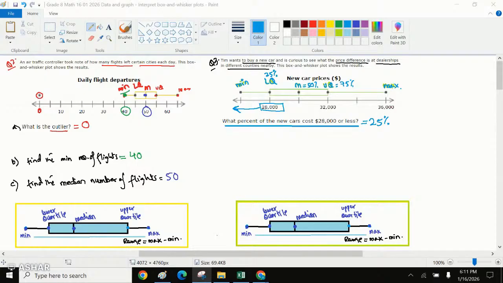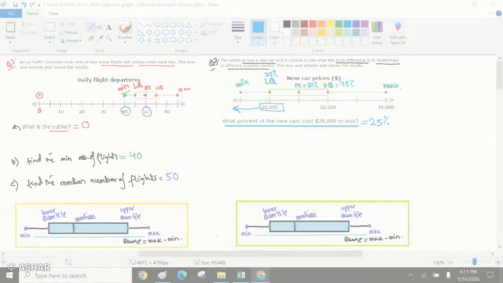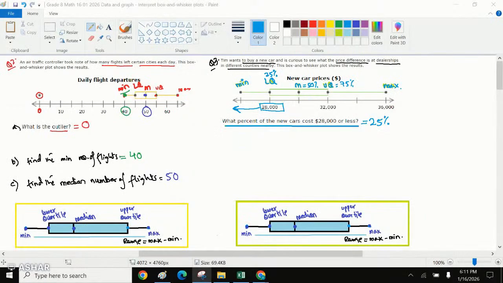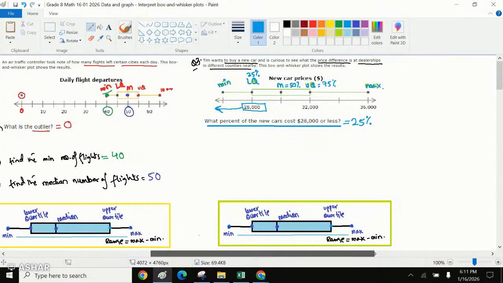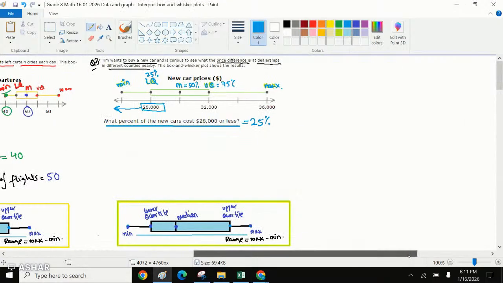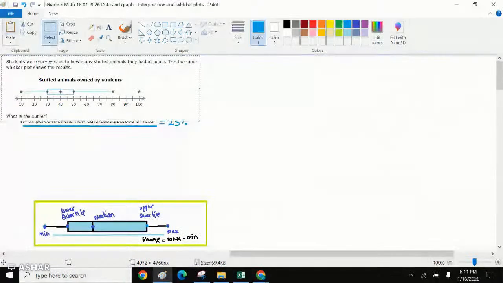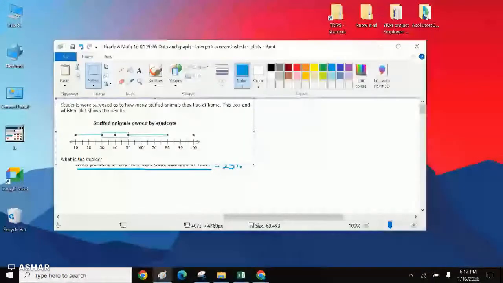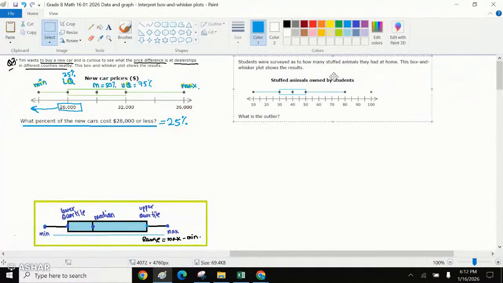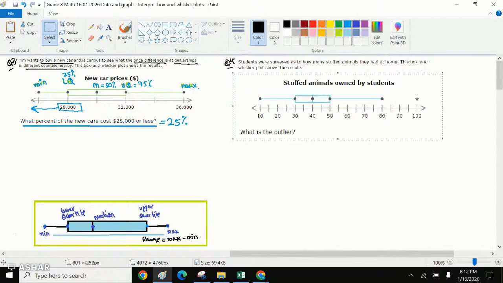Let me just copy that for you. Students were surveyed as to how many stuffed animals they had at home. Again they're asking about an outlier. Let's see what an outlier would be over here. In question number 4, we can say students were asked about stuffed toys, and this was given to us.